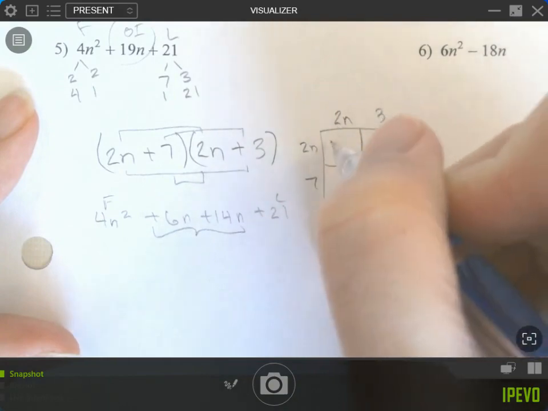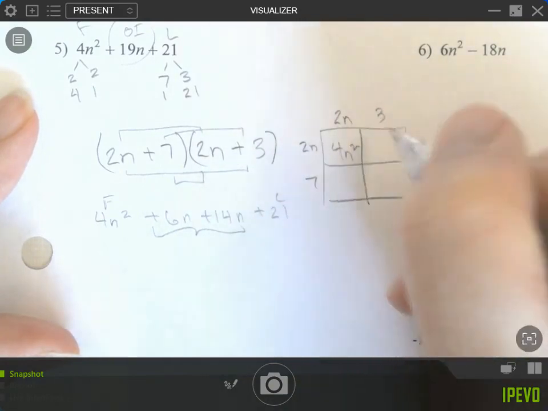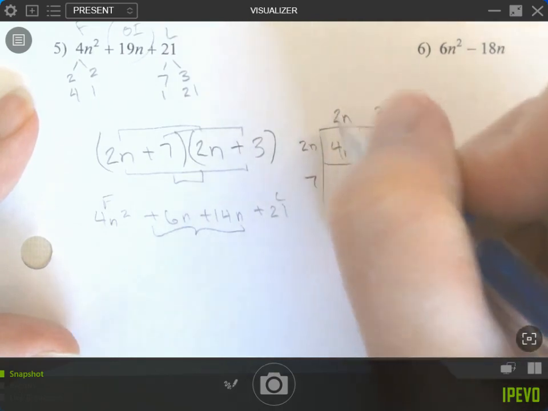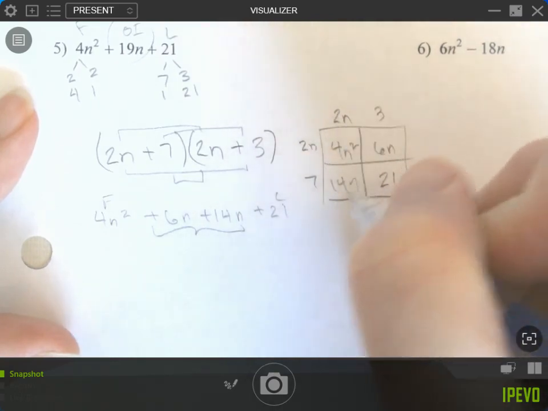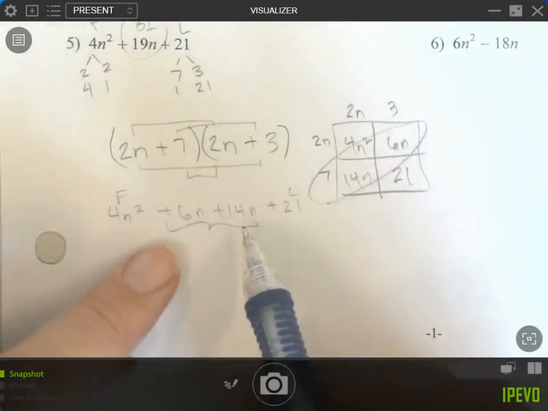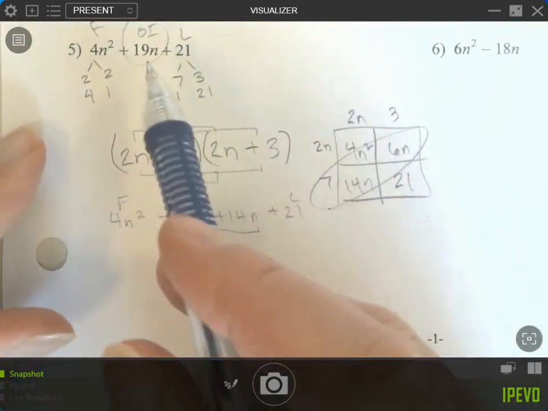2n here, your 3. So this is your 4n squared. We knew that would work. This is your 21. What you're checking are these 6n and this multiplication of 14n. And you can see I get the same numbers. They add up to 20. What did I want? 19.